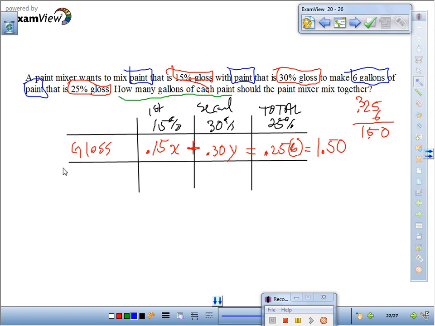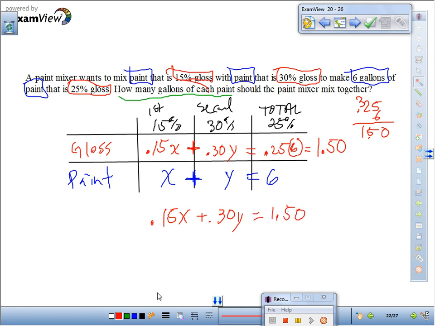The second one, what are they talking about? What item? Paint. So they mix one type of paint, which is x, plus the second amount of paint, which is y, and we get a total of how many gallons? 6. Okay, let's write our equations. We got 0.15x plus 0.30y equals 1.50. And our second equation is x plus y equals 6.